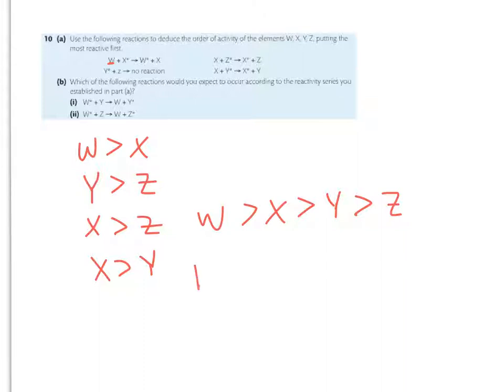In part B, will these equations occur? And in each case, I've got a metal trying to take electrons from W, but I know W is the most reactive. So in both cases, there will be no reaction occurring.